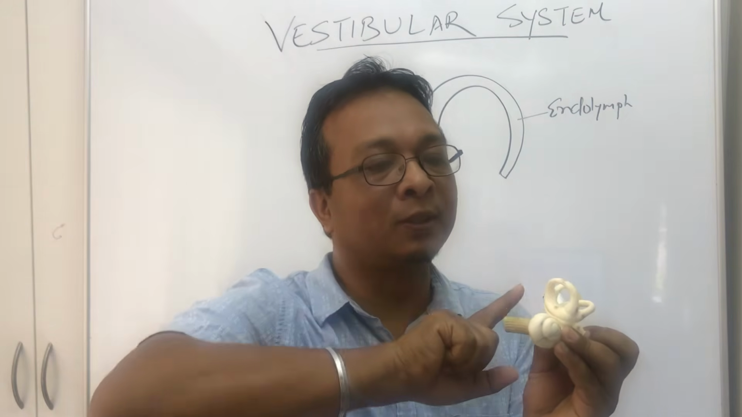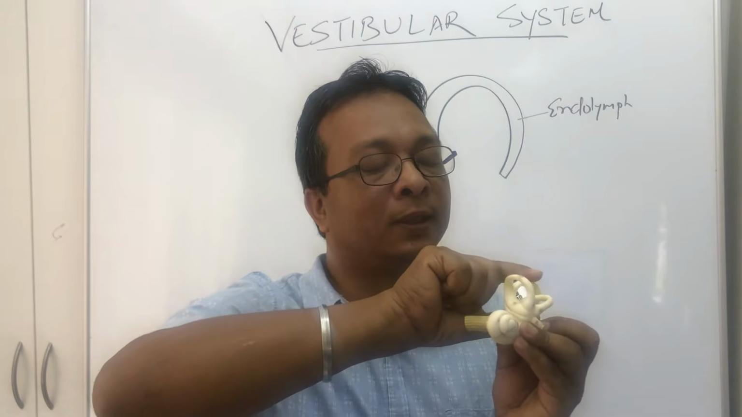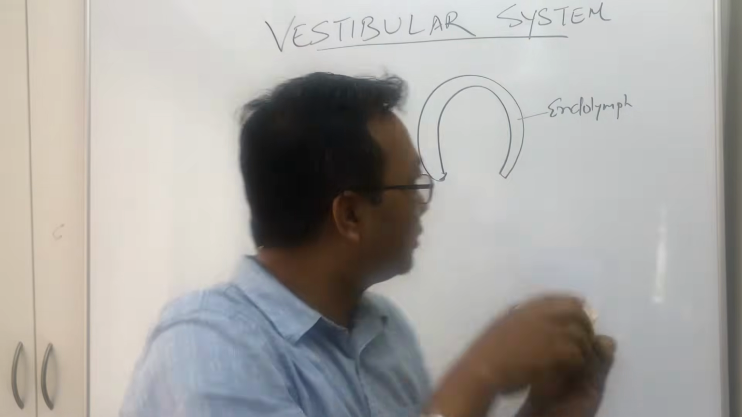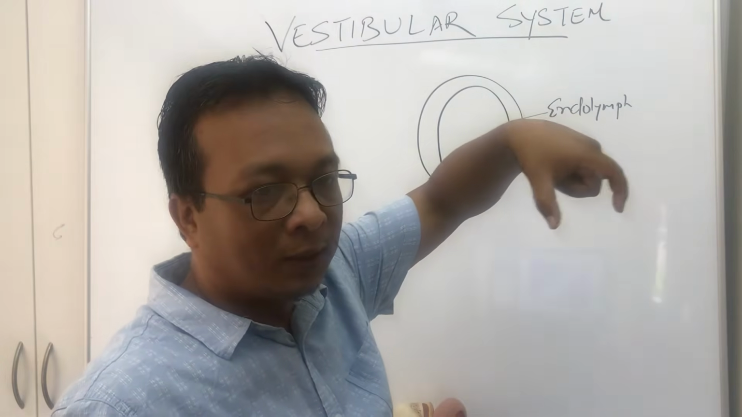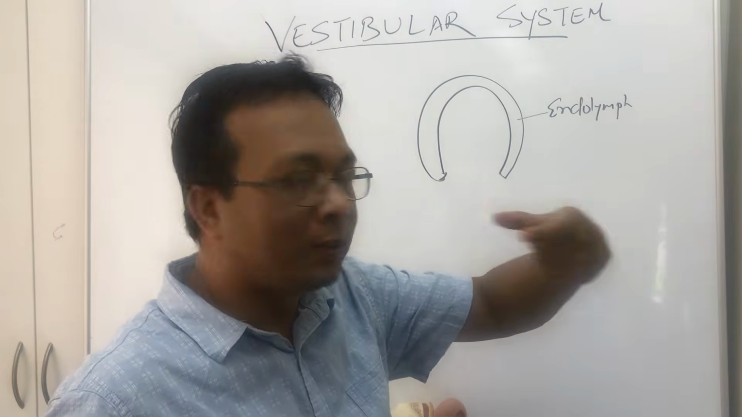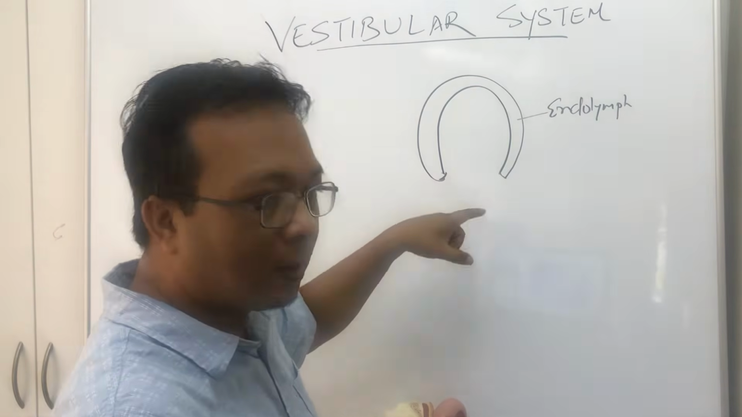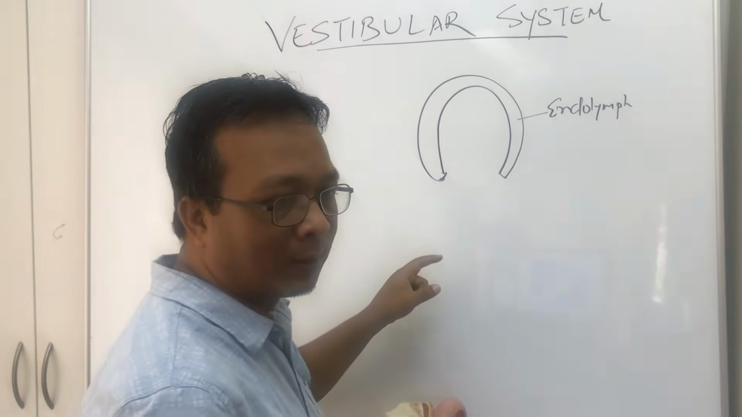So they are called semicircular canals. Okay, so superior or anterior, posterior, and lateral semicircular canals. One is lying in this way. That is posterior, that is superior, and horizontal. There are three semicircular canals. What is the speciality of these three semicircular canals?